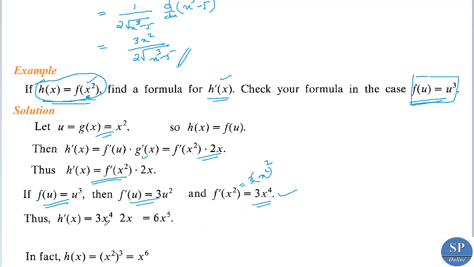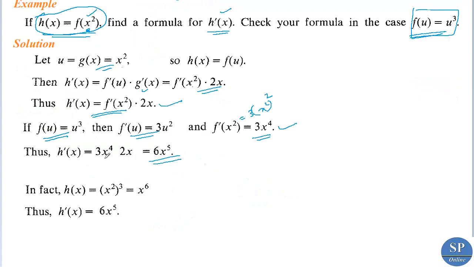So h dash of x is equal to f dash of x square into 2x, which is 3x power 4 into 2x, that is 6x power 5. In fact, directly we have h of x equal to f of u, and f of u equals u cube. Therefore, h of x is equal to x square whole cube, that is x power 6. Differentiating this, we get 6x power 5. So this verifies our formula.